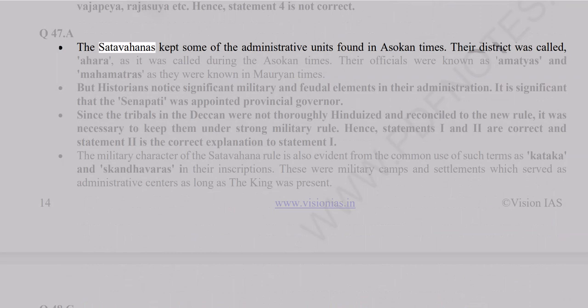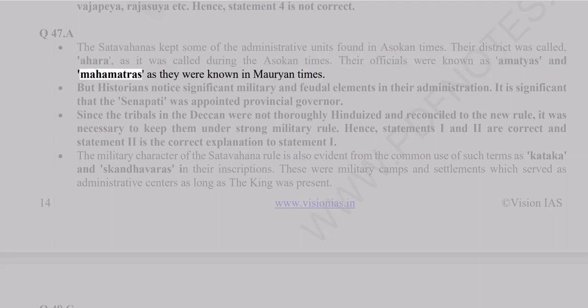Q47.A. The Satavahanas kept some of the administrative units found in Ashokan times. Their district was called Ahara, as it was called during the Ashokan times. Their officials were known as Amatyas and Mahamatras, as they were known in Mauryan times.